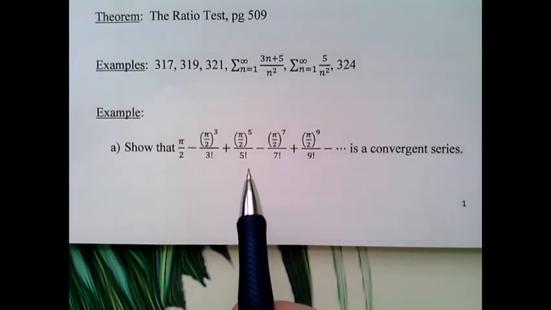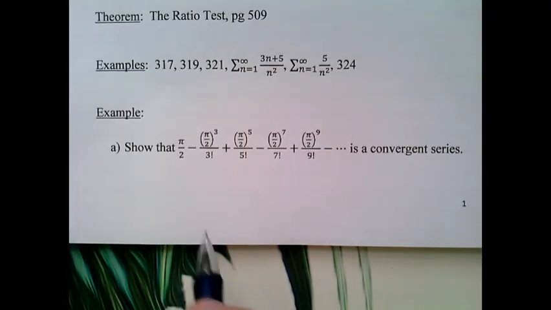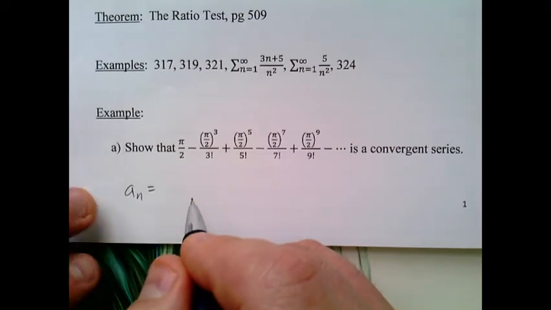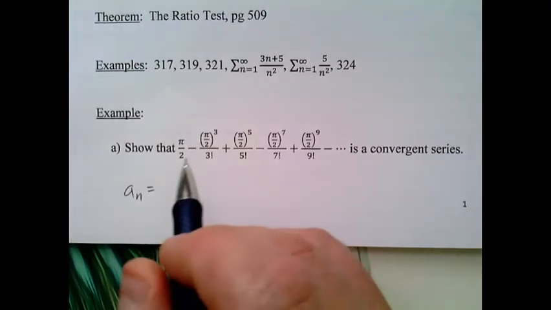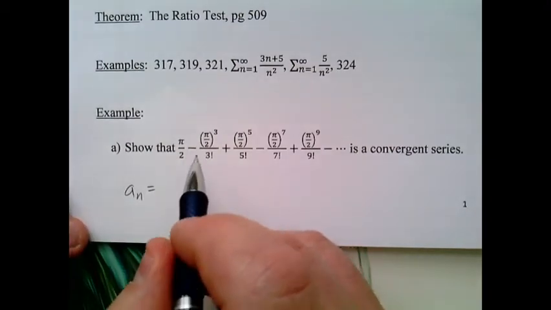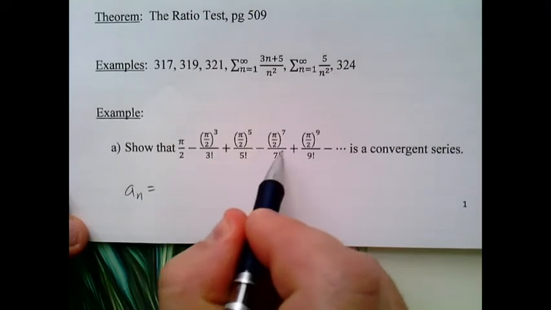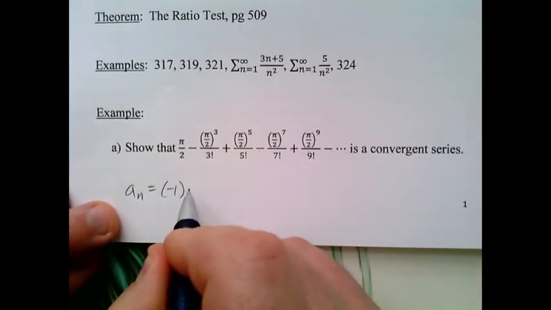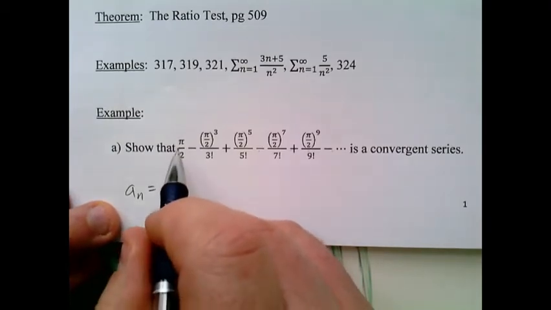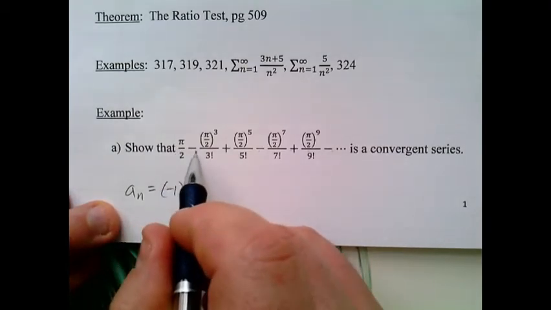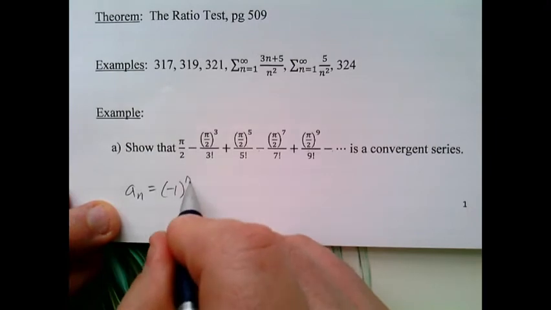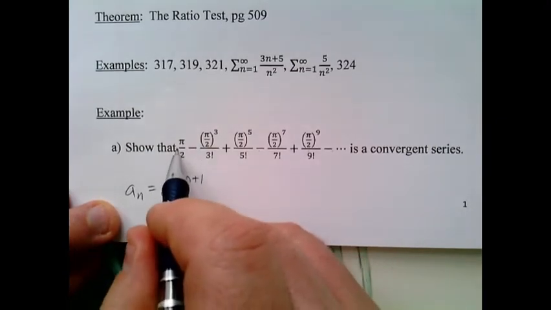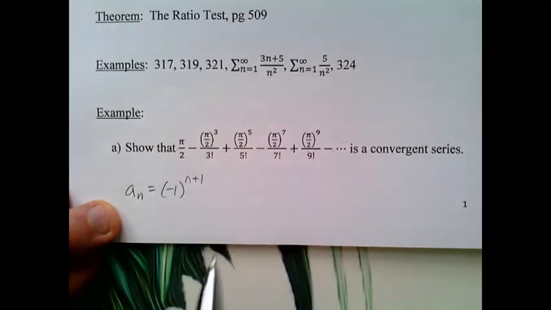But to use the ratio test, I need a formula for the nth term. I need to know what a sub n is. Well, there's a couple things to think through here. One, I see that this is an alternating series, so I'm going to need a -1 raised to a power. And it looks like we're going to start out positive and then go negative. So we'll want that power to be n plus 1. If we were starting negative and then going positive, the power could just be n.